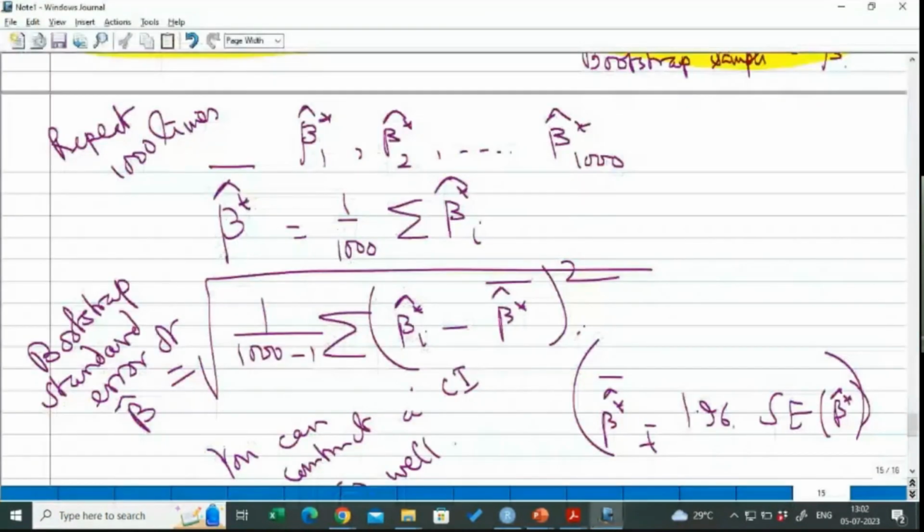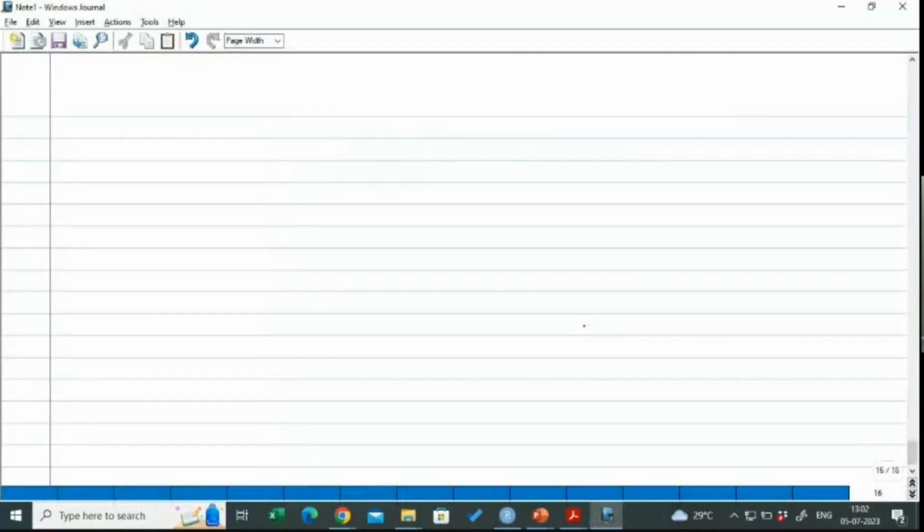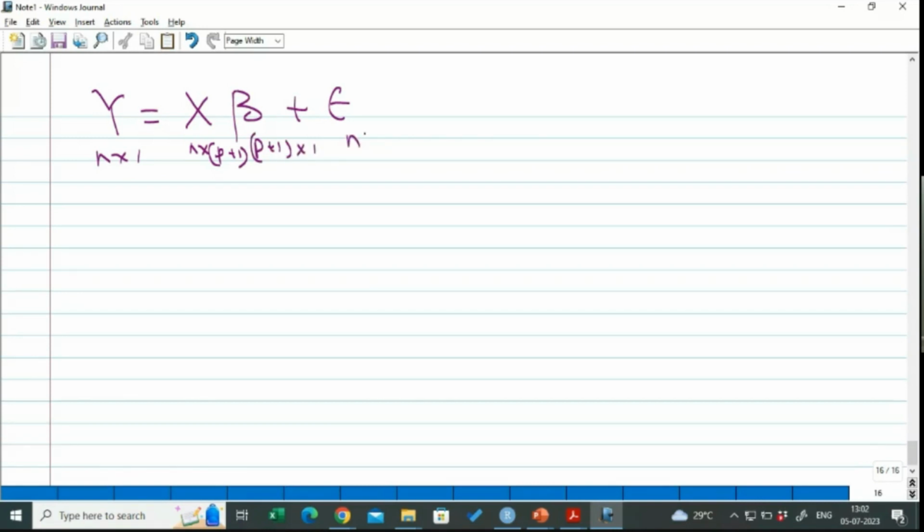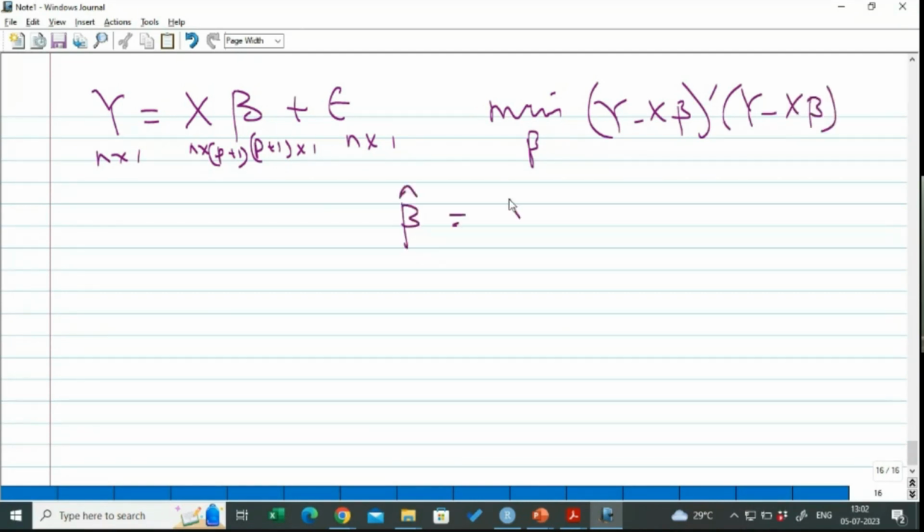And since you have already done multiple linear regression, you all know that if you write it down in matrix form, y equals X beta plus epsilon, with dimensions n by 1, n by p plus 1, p plus 1 by 1, and n by 1, and you minimize with respect to beta (y minus X beta) transpose (y minus X beta), then you know the solution comes out as (X transpose X) inverse X transpose y.